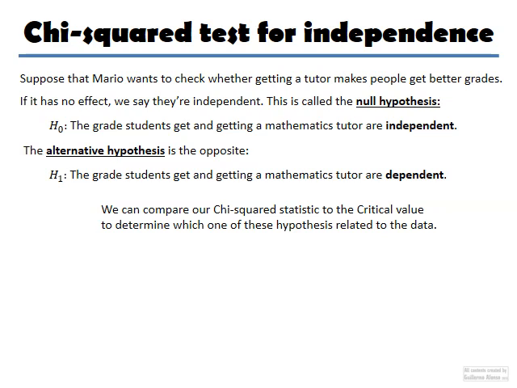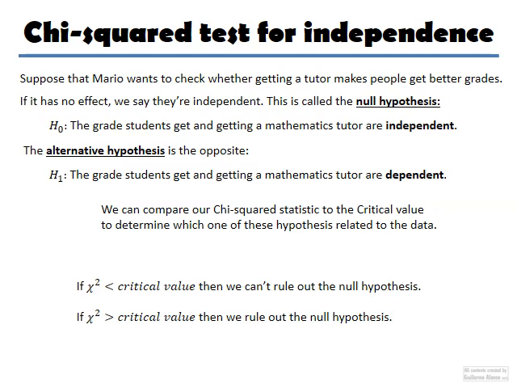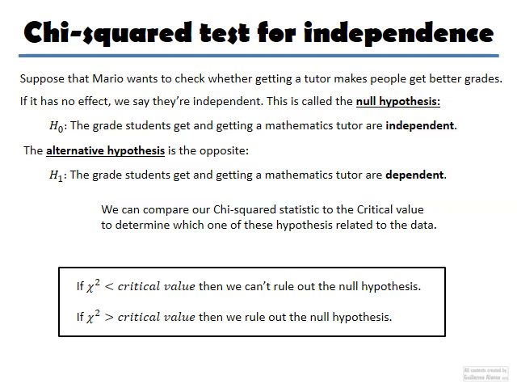So I have to compare my chi-square statistic to the critical value and determine which hypothesis I should keep. If the chi-square is smaller than the critical value, we can't rule out the null hypothesis. We should say, well, with this data, I should accept the null hypothesis. If it's bigger, however, I can rule out the null hypothesis and say, well, I think they're dependent. My data is saying that these values are dependent. So this is actually going to be very important.